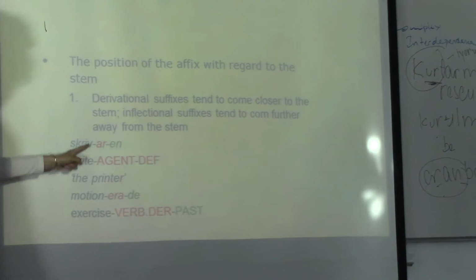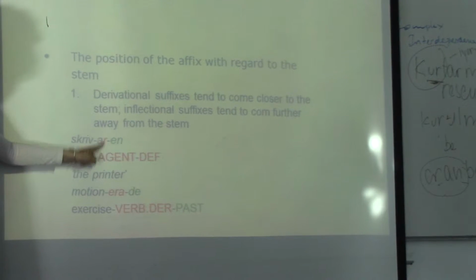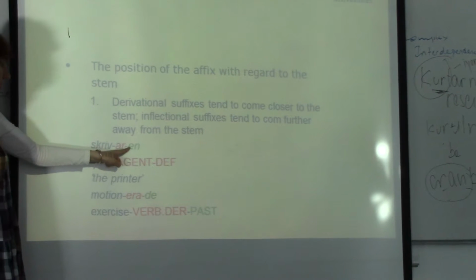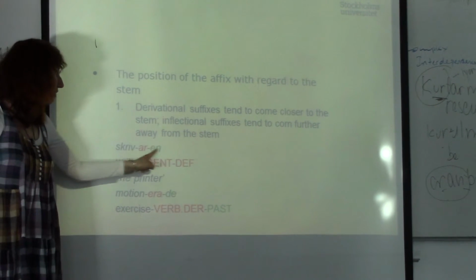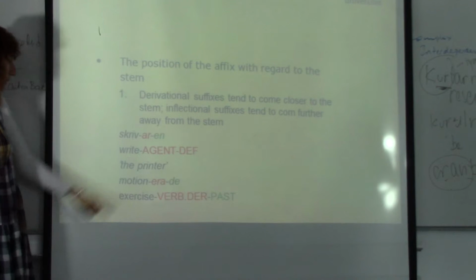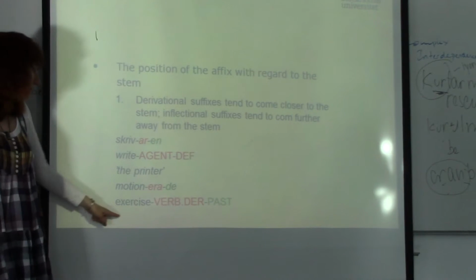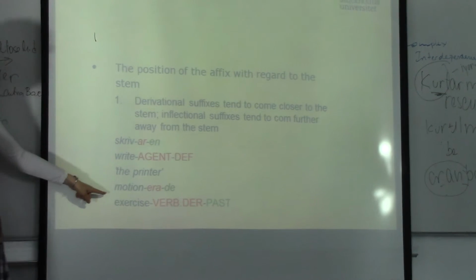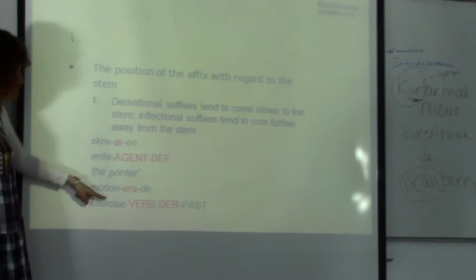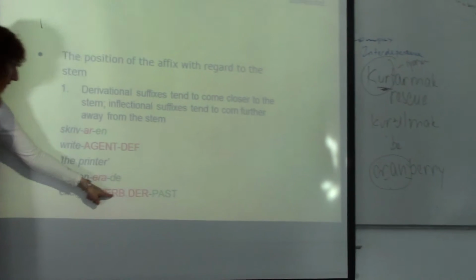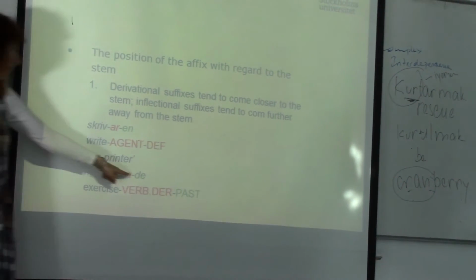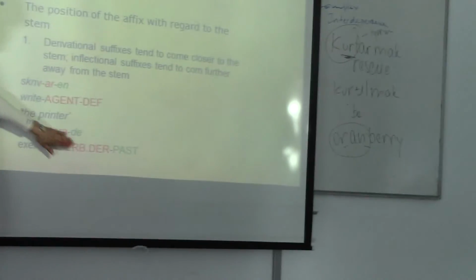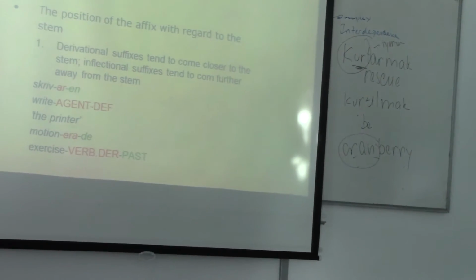So we have the root, right? Derivational suffix for agent, and then the inflection for definite. So you get the form the printer. Then exercised, the past tense of the verb optionera. So you have the noun exercise, the derivational morpheme, and then the past tense. Okay? So derivation preceding inflection.